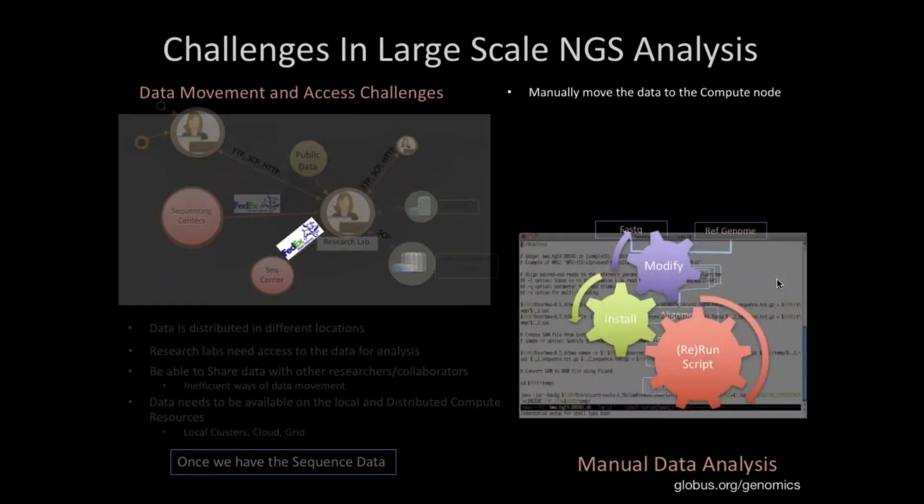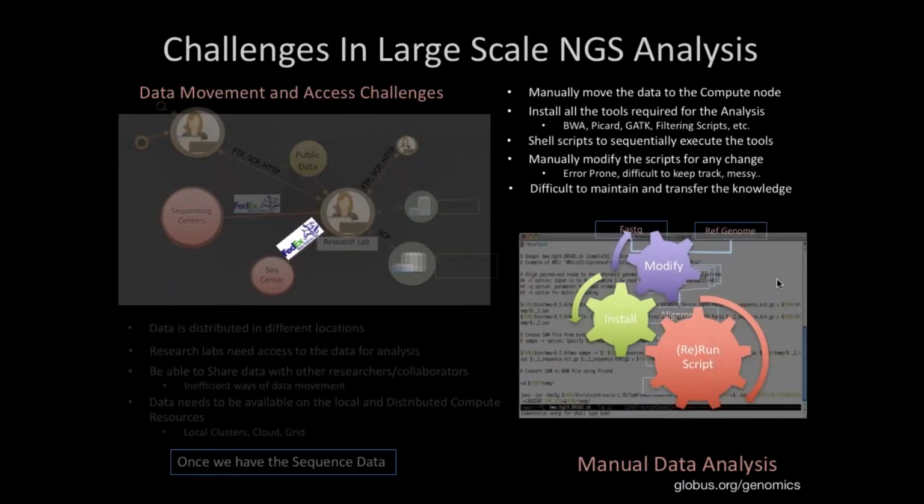So if you look at what goes on in these shell scripts, again, you move data to the compute node, install all the dependencies, like BWA. If you're doing genomics analysis, you figure out what the different versions of the underlying Python or R or one of the systems packages are, and then write these shell scripts to sequentially execute the tools.